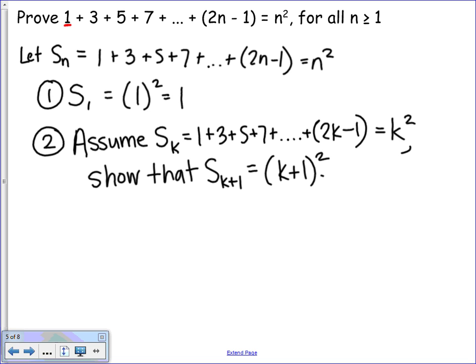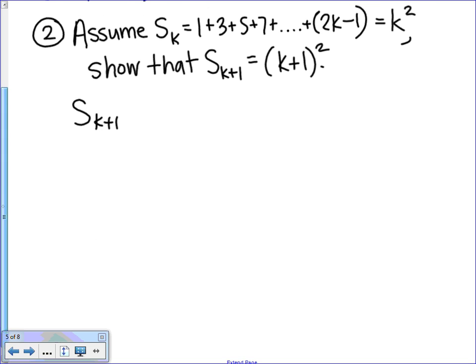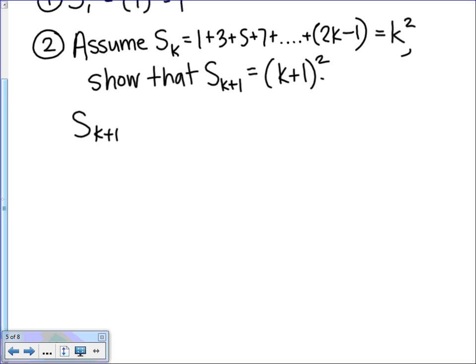So I always write that sentence almost exactly like that. I say, assume this, show that, and I do my k plus 1 term. And then right below that, we're going to do algebra. So right below that is where we show our work for s sub k plus 1. Now this is asking me to do a sum, correct? of k plus 1 terms.